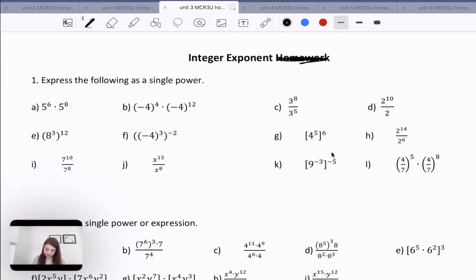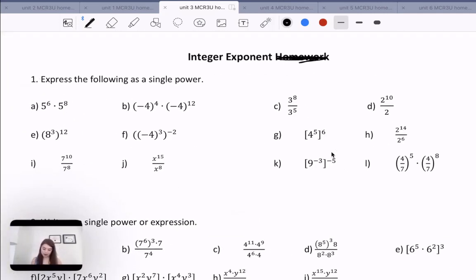Okay, so let's write each of these as a single power. Well, let's see. The first one is 5 to the power of 6 times 5 to the power of 8. Well, as we know, we can add up those exponents and get 14. So this is 5 to the 14.